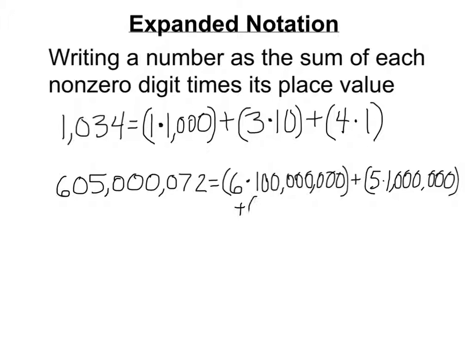And keep going. So our next non-zero digit is the 7, which is in the tens place. And then finally the 2, that's in the ones place. And there it is in expanded notation. Moving on in 3, 2, 1.